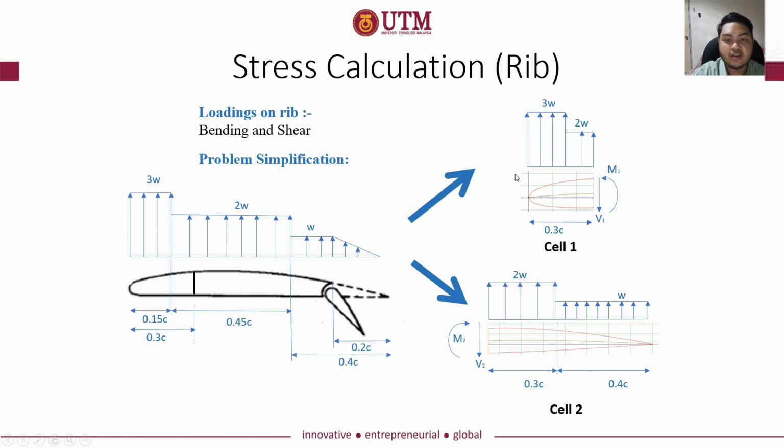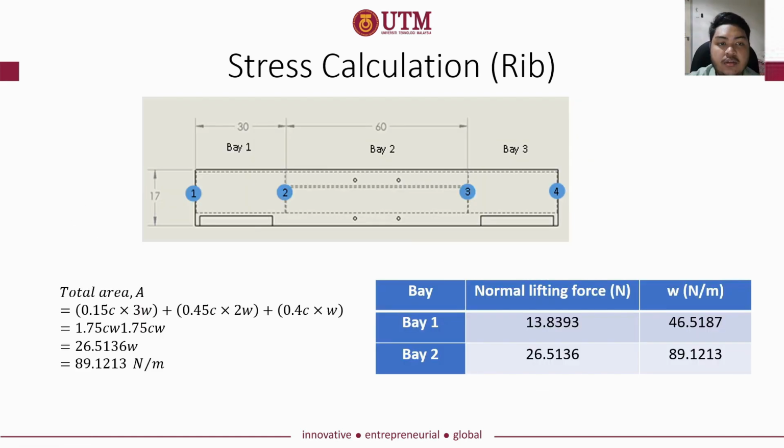Here are the divided cells. This is the cell 1 and this is the cell 2 lift distribution. For real cases, the graph for the lift distribution is more complex, but in our case the wing is small, so we can simplify the problem to this kind of graph. Okay, so now here is the stress calculation of the rib continuation.